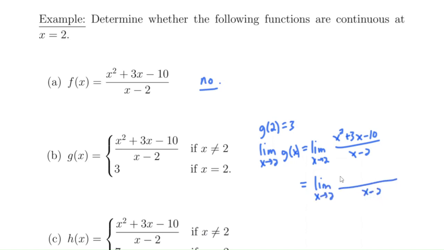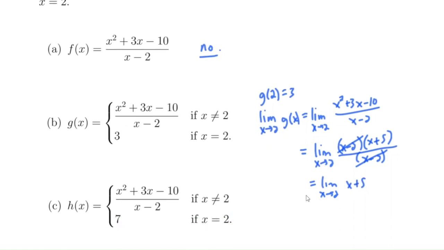Well, we factor things. And the numerator, it turns out, you kind of have to get good at factoring in this class. It factors to be x minus 2 times x plus 5. Okay, and so notice these x minus 2 factors will cancel, and we get limit as x approaches 2 of x plus 5, and that answer will just be 7, right? Plug in 2, we get 7. So notice g of 2 is defined, it's 3. The limit as x approaches 2 of g of x exists, and that's 7.